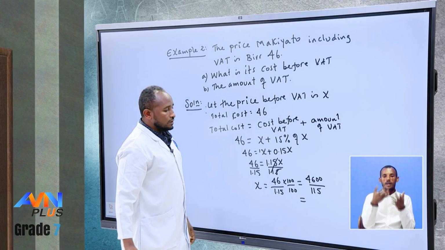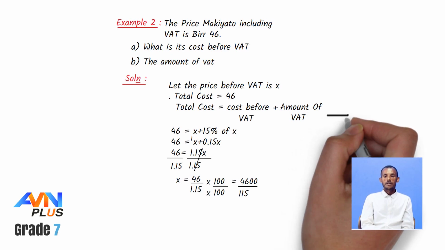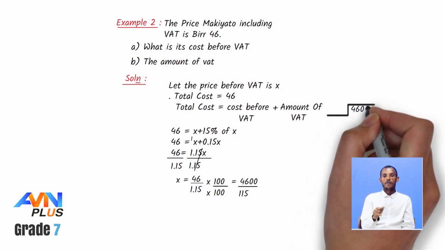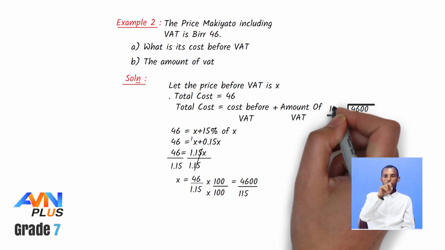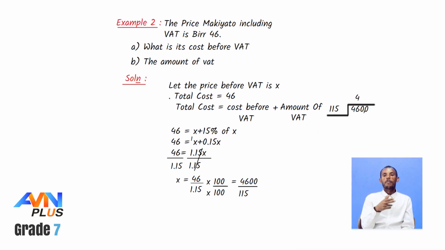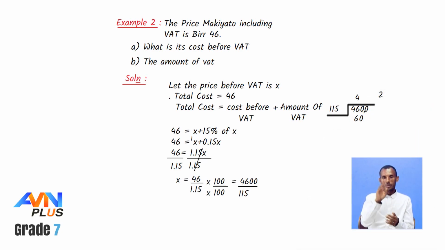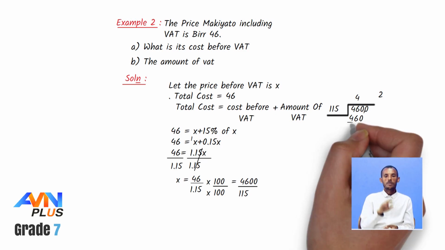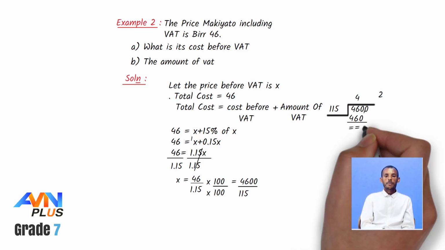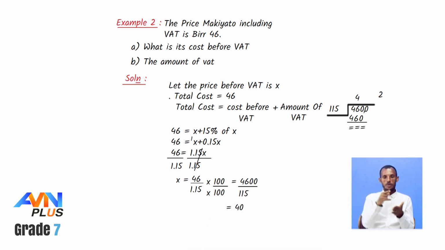Now, let's divide this. 4600 divided by 115 is 40. 4 times 5 is 20. 4 times 1 is 4 plus 2 is 6. 4 times 1 is 4. No remainder, just put 0 here. So when you divide this, you get 40.